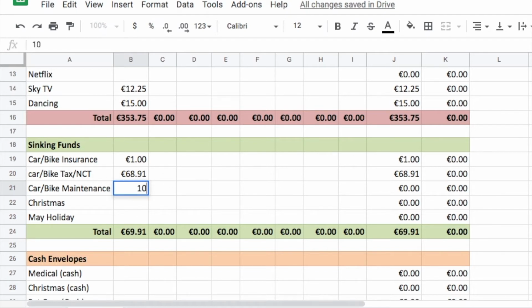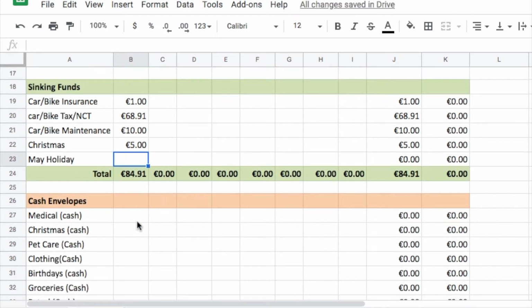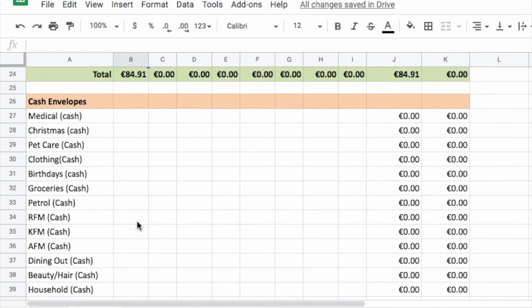The maintenance is just going to get €10. Christmas was getting €20 per week, but we're just going to add €5. And then the May holiday, I will come back to that in a couple of moments. Now onto our cash envelopes.